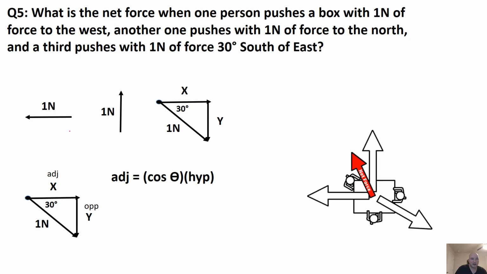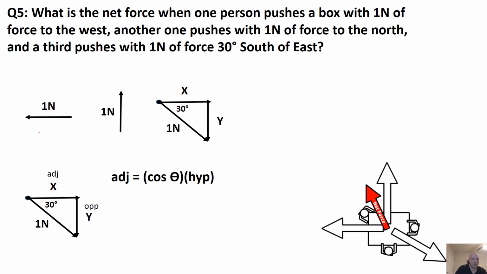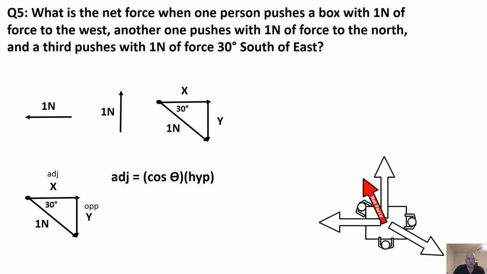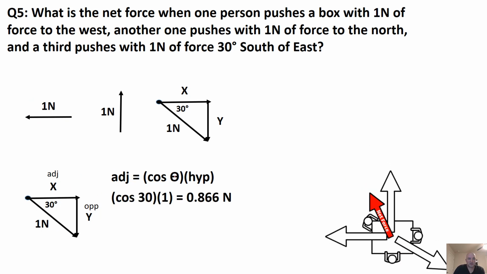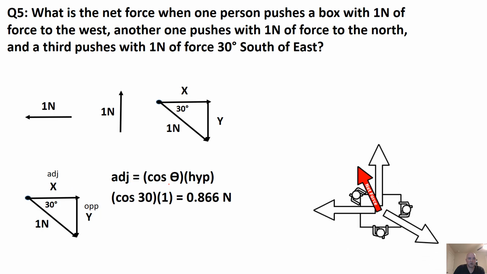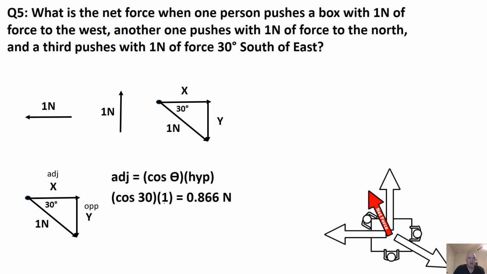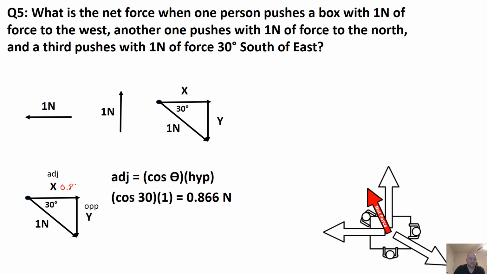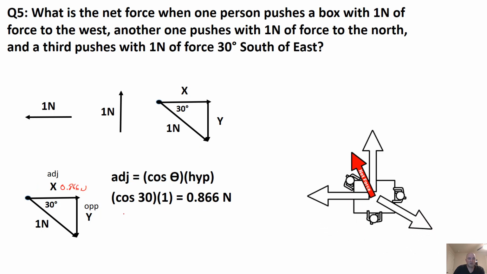Let's figure out what we're going to add to this one, what's going to go with that one. So we're finding a component of this arrow right here. And so it's going to be cosine of 30 times the 1, because it was 1 Newton of force, and you get 0.866 newtons. So this is going to be 0.866 newtons.